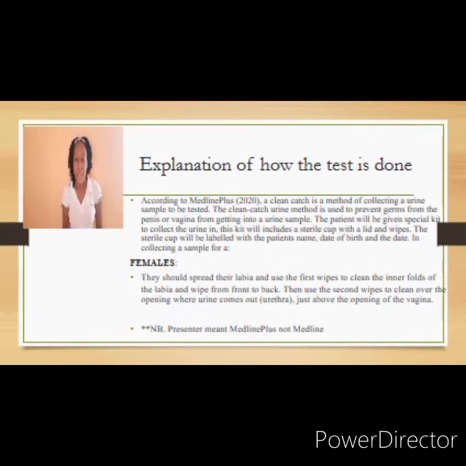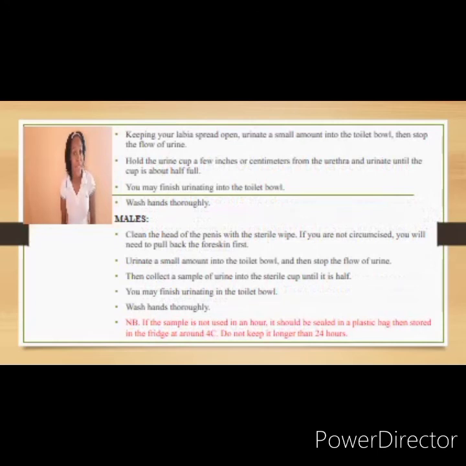In collecting a sample for a female, they should spread their labia and use the first wipe to clean the inner folds of the labia and wipe from front to back. They will then use the second wipe to clean the opening from where the urine comes from. So keeping your labia spread open, urinate a small amount into the toilet bowl, then stop the flow of urine. You will hold the cup a few inches or centimeters from the urethra and urinate until it is about half full. You may finish urinating into the toilet bowl and then wash your hands thoroughly.